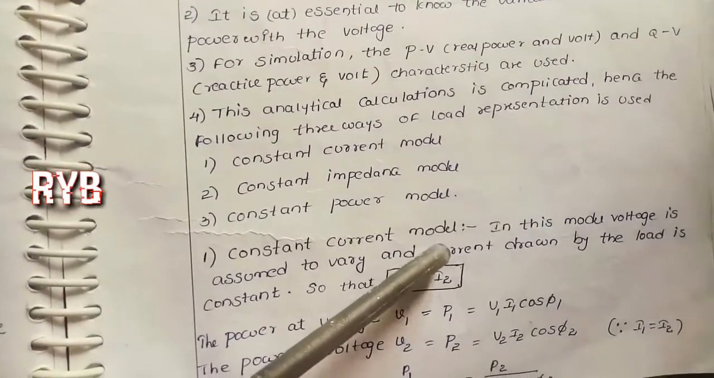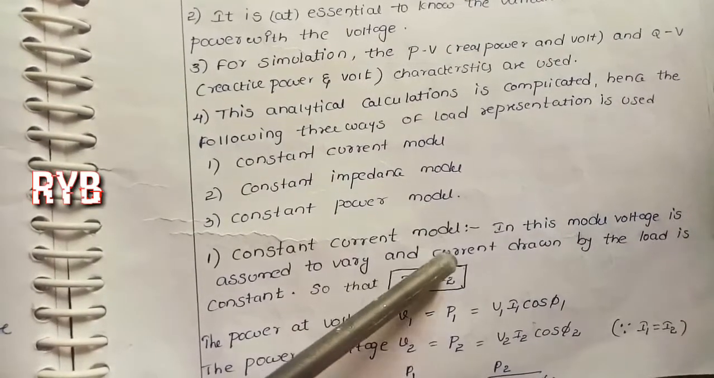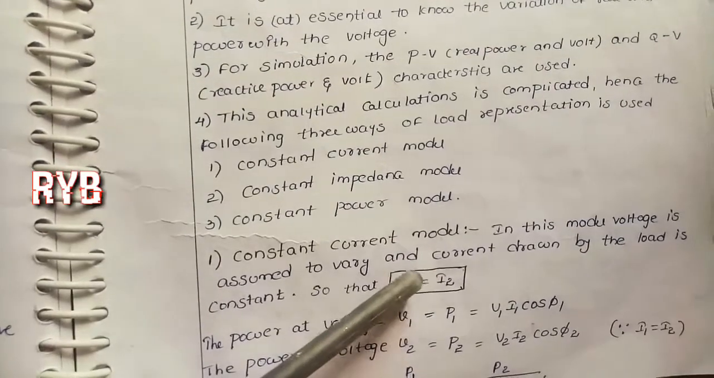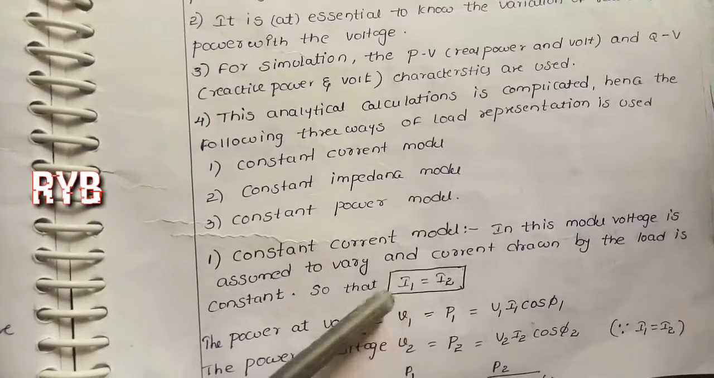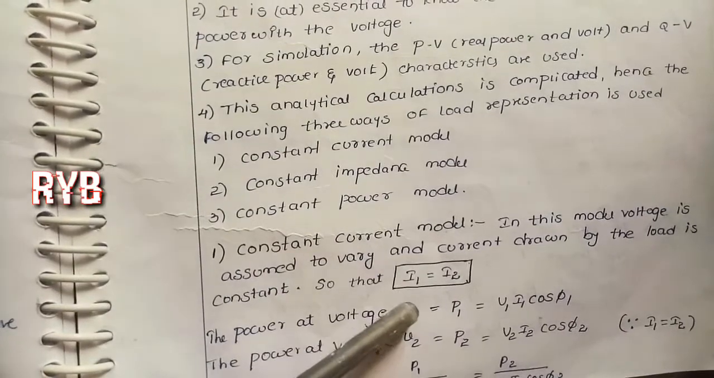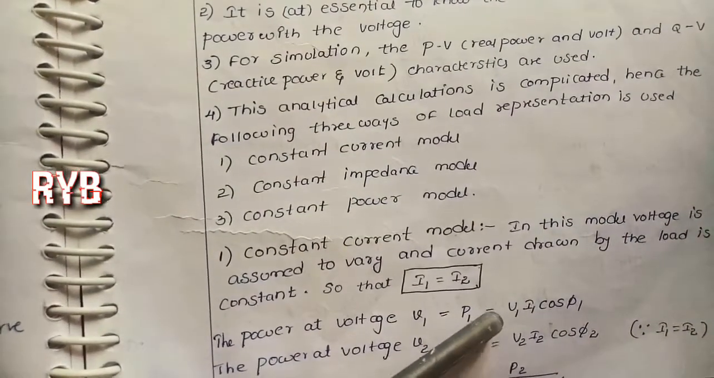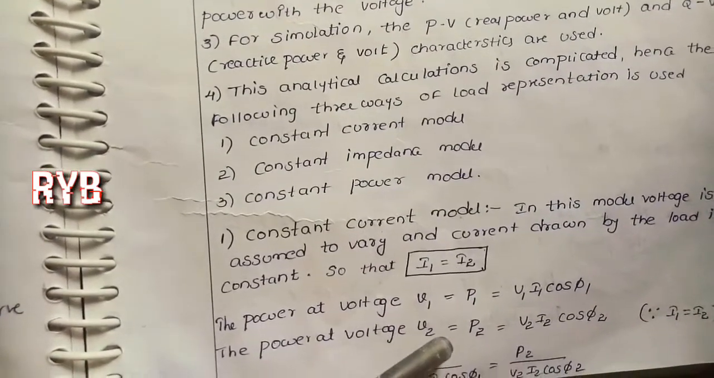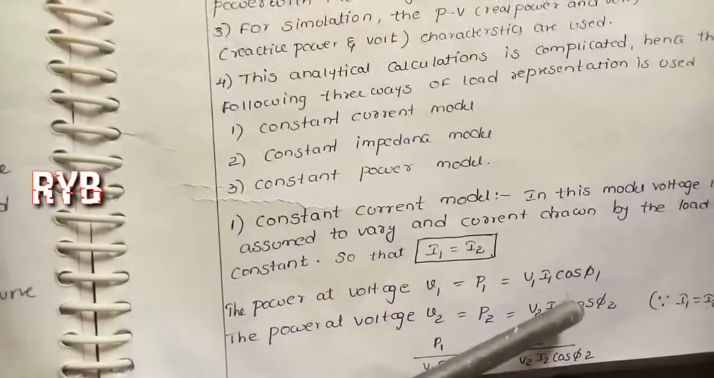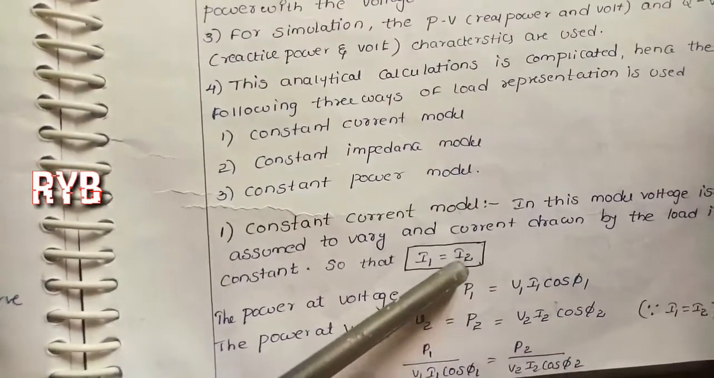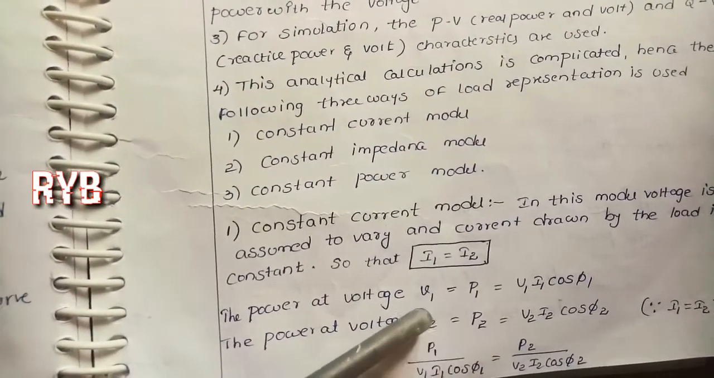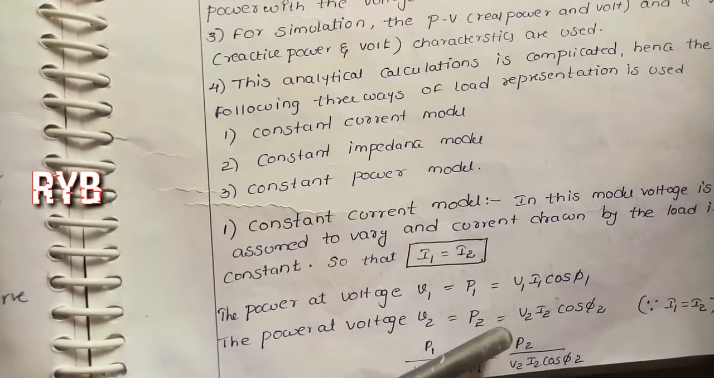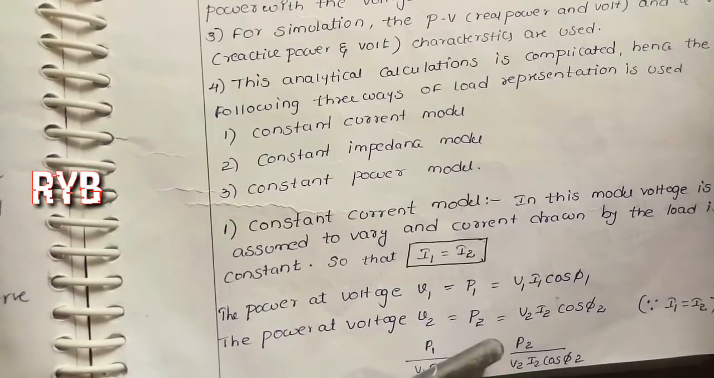In this model, voltage is assumed to vary and the current drawn by the load is constant, so that I1 equals I2. Whatever the type of load, the currents are equal. The power at voltage V1 is given by, for single phase, P1 equals V1 I1 cos phi 1. The power at voltage V2 is P2 equals V2 I2 cos phi 2. Equating, P1 by V1 I1 cos phi 1 equals P2 by V2 I2 cos phi 2.